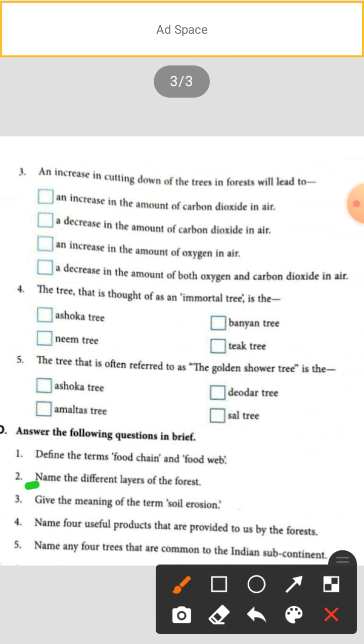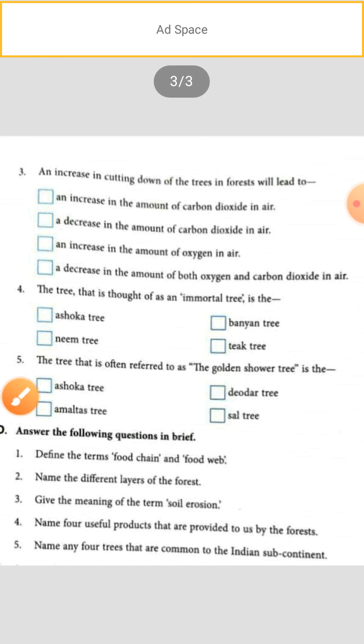Next is the fourth question: name the useful products provided to us by the forest. The useful products are wood, fruits, gums, resin, oils, nuts, dye, etc. These are the useful products that we get from the forest.